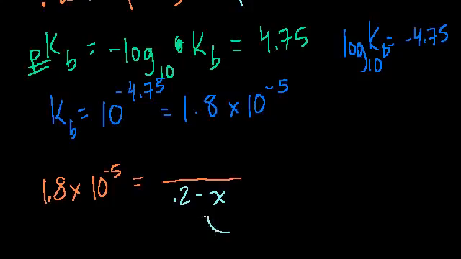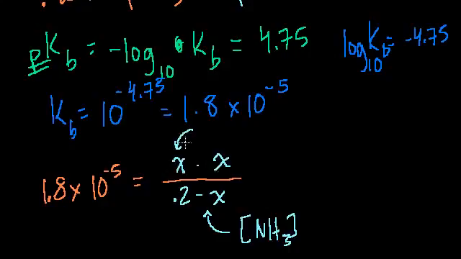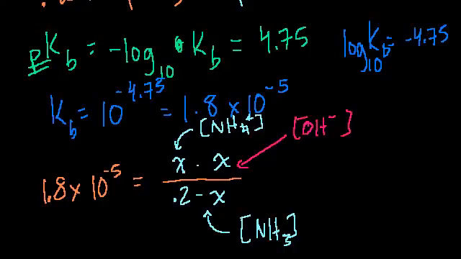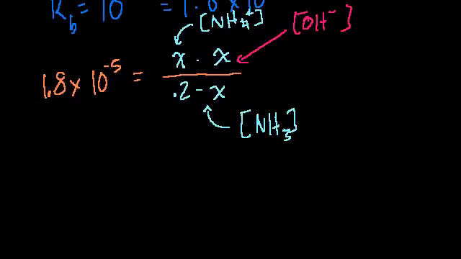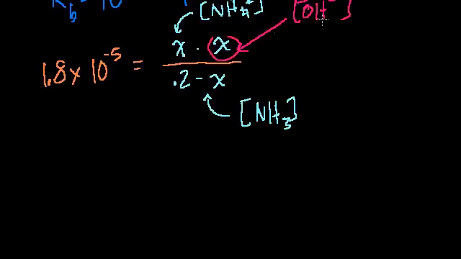So this is the concentration of ammonia, and then we have x times x. This is the concentration of NH4 plus, and this is the concentration of OH minus. Right? And we just solve for x. So let's do that. Once we have x, we know the concentration of OH. We'll be able to figure out the pOH, and then we'll be able to figure out the pH.